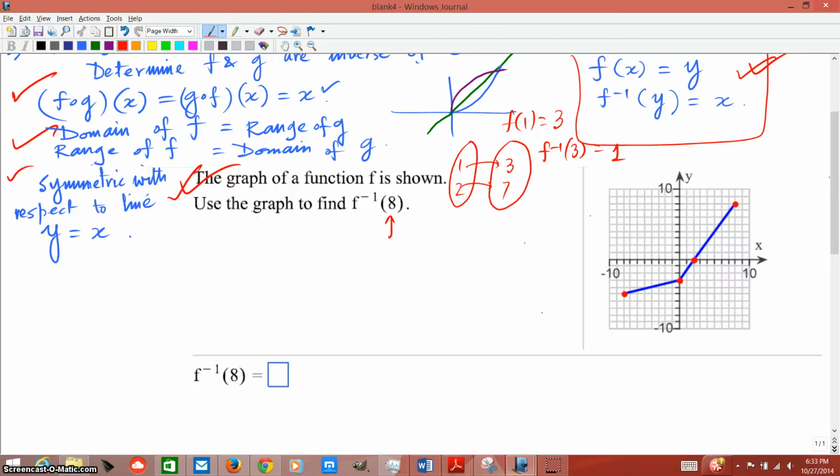As I indicated here, whenever I'm writing f inverse of y equals x, that tells you that 8 is actually y. So what you need to do is read out the y value of 8: 1, 2, 3, 4, 5, 6, 7, 8, and find out what the corresponding x value is on that graph. If you look at this point, I'm going to label it. This is the point I'm talking about. The corresponding x value is the one I'm looking for. So in this case, your answer will be 8.